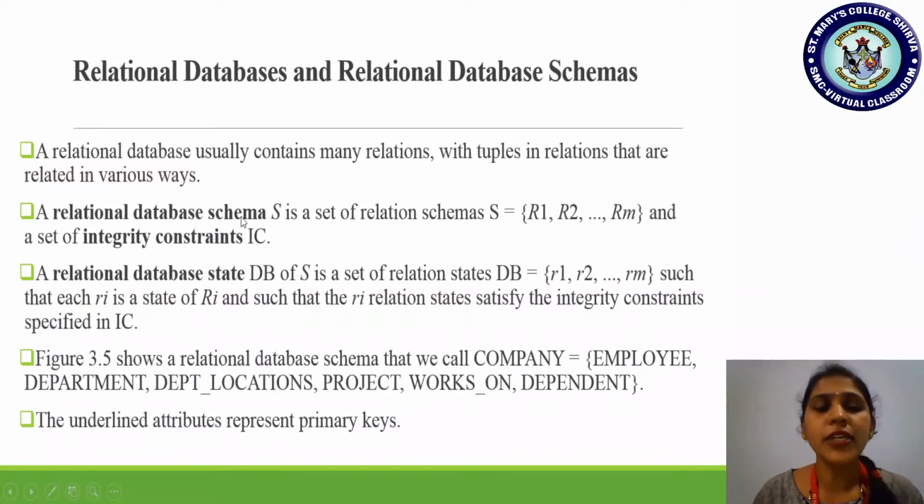Okay. A relational database schema means what? It is represented by capital S. It is a set of relation schemas. S is equal to R1, R2, Rm. That is, R1 could be the employee relation, R2 could be the department relation, and Rm some project relation, like that, n number of relations in a company database. Are you all understanding? So the schema is represented as S is equal to R1, R2, and so on, however many relations exist in that database. And a set of integrity constraints, IC.